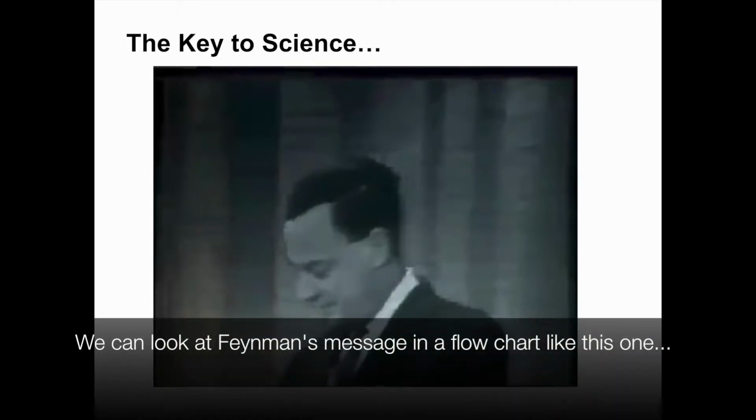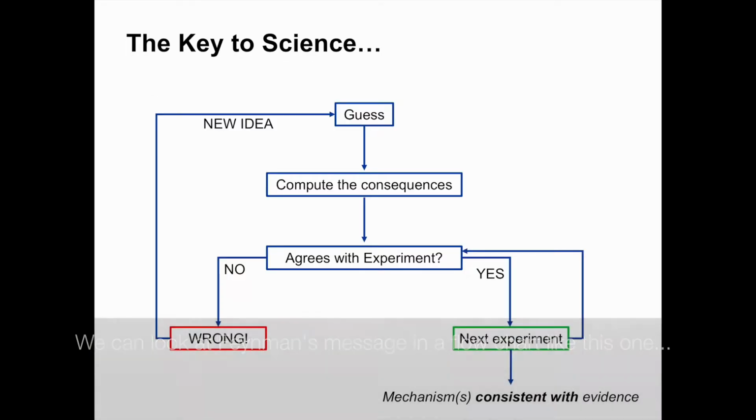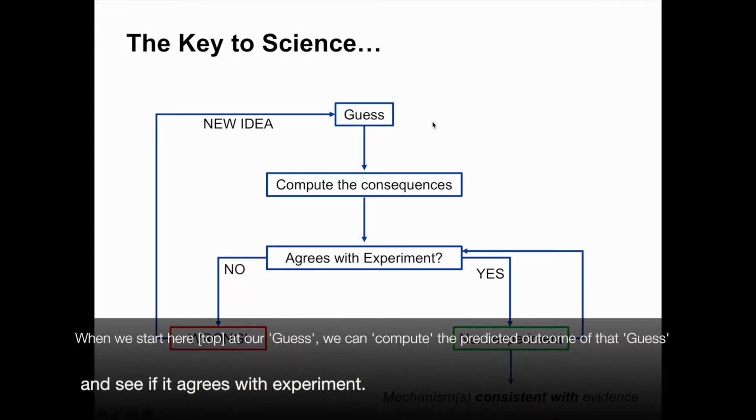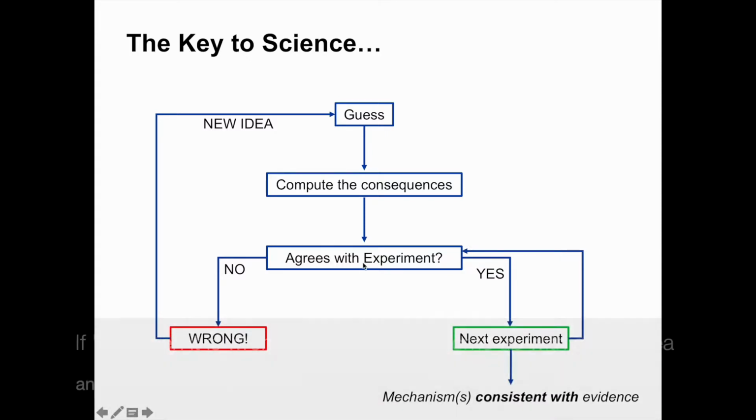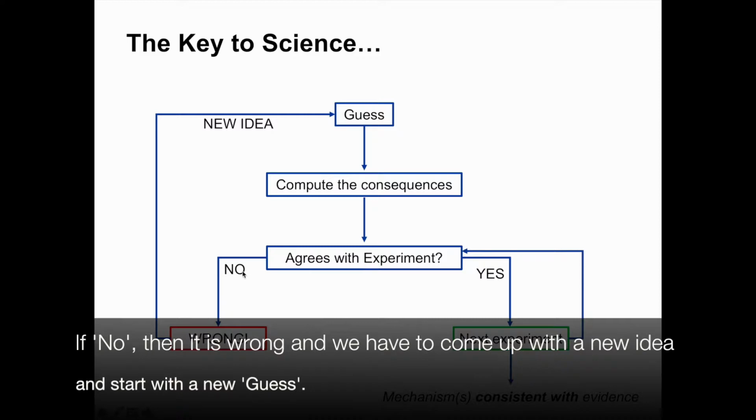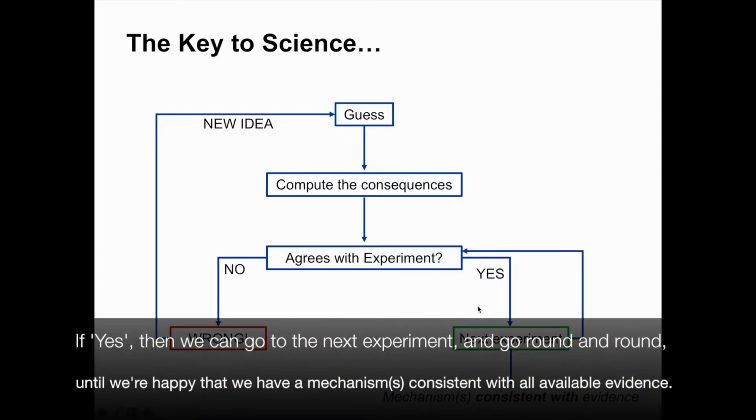We can look at Feynman's message in a flowchart like this one. When we start here at our guess, we can compute the predicted outcome of that guess and see if it agrees with experiment. If no, then it is wrong and we have to come up with a new idea and start with a new guess. If yes, then we can go to the next experiment and go round and round until we're happy that we have a mechanism or mechanisms consistent with all available evidence.